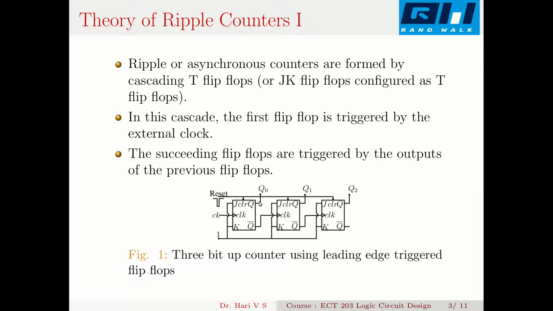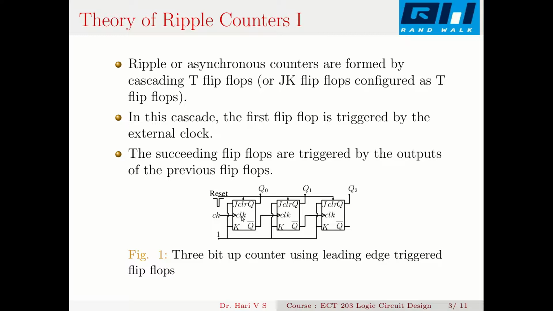Q0 toggles in every clock cycle. Q1 toggles in every other clock cycle, and Q2 will have a much lower frequency, half of that frequency. So the succeeding flip-flops are triggered by outputs from the previous flip-flops. So this circuit is a 3-bit up counter. This is a 3-bit up counter.